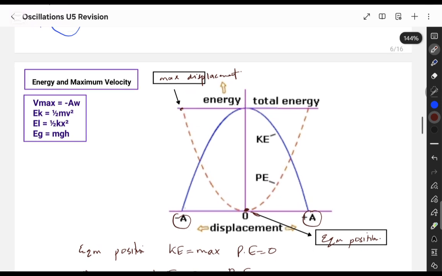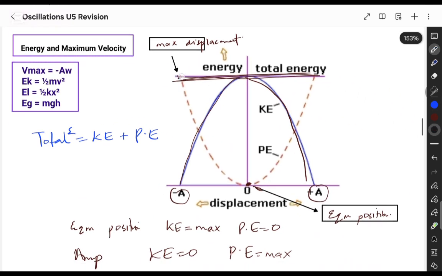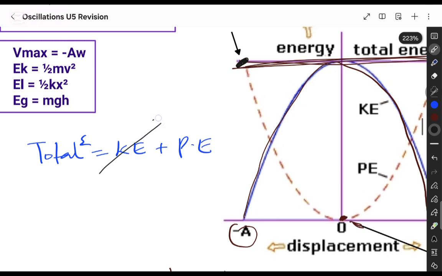And then this is going to be the graph for the kinetic energy, potential energy, and this is the total energy graph right over here. They can ask you to plot any of them really. Now the total energy remains constant because the total energy is equal to KE plus potential energy, right? And let's just look at this position right over here, the amplitude. At the amplitude, the KE is 0 and potential energy is maximum. So total energy is equal to the maximum potential energy.